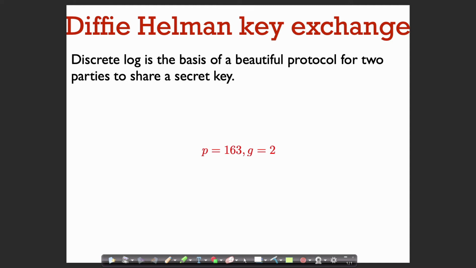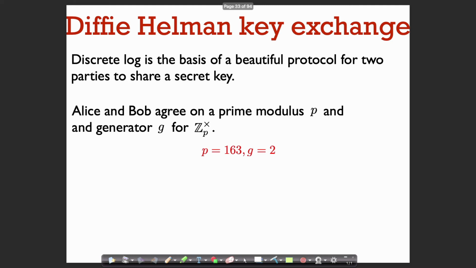Okay, so just to give you some more familiarity with discrete logarithms, I want to talk about a really nice protocol based on discrete logarithms for two parties to share a secret key. And this is called Diffie-Hellman key exchange. Alice and Bob agree on a prime number p and a generator for Zp times, this multiplicative group modulo p.